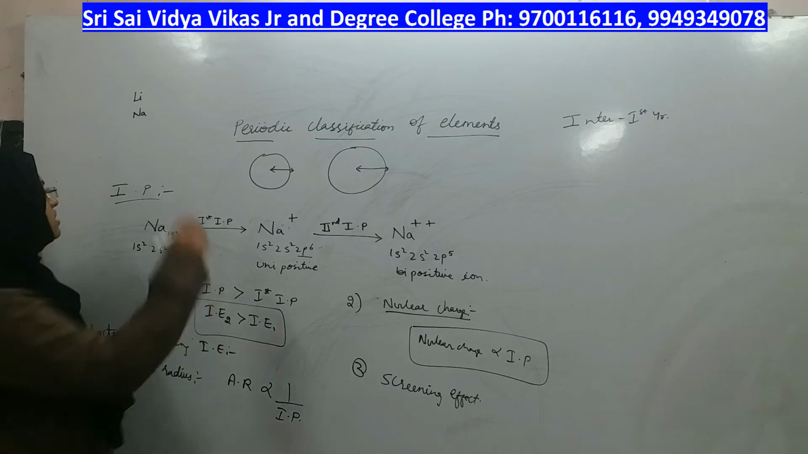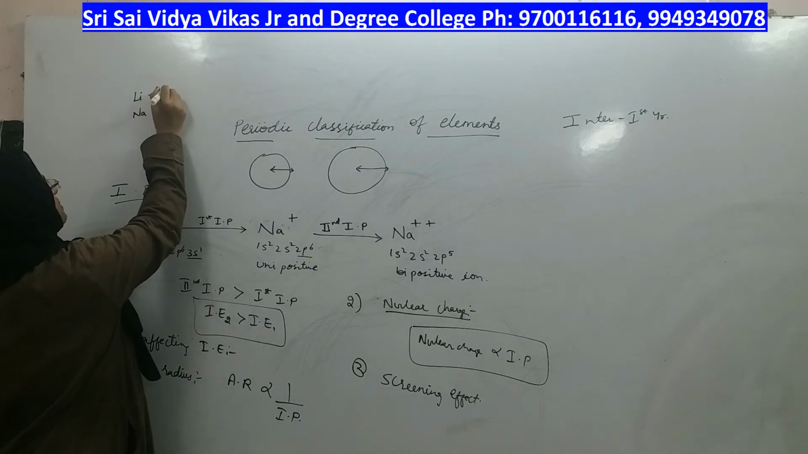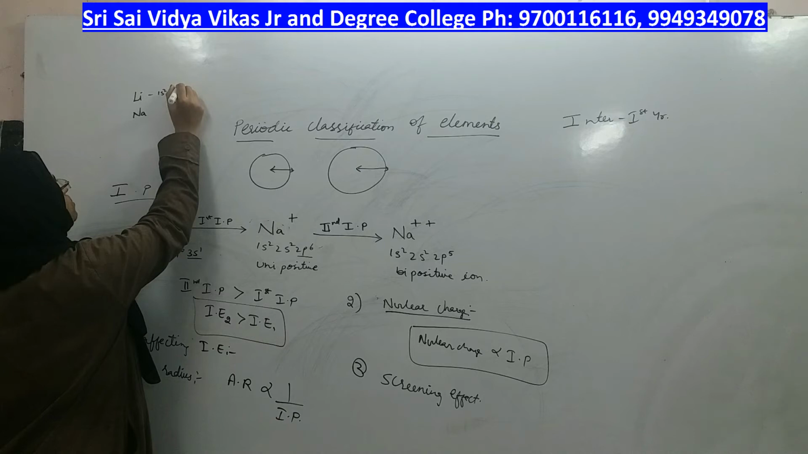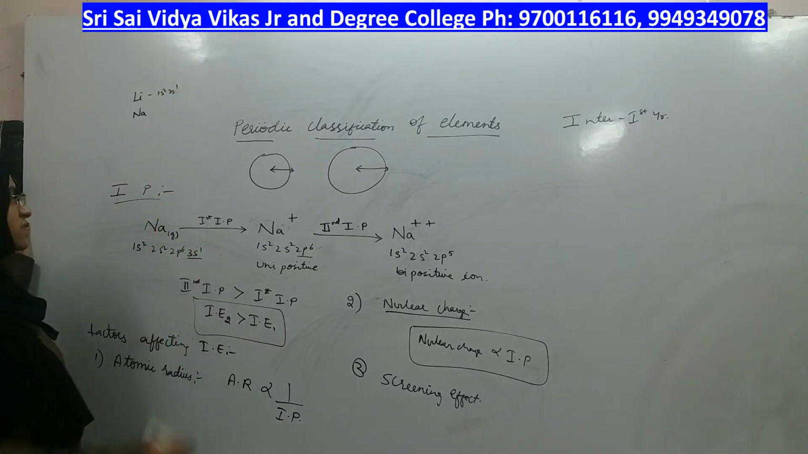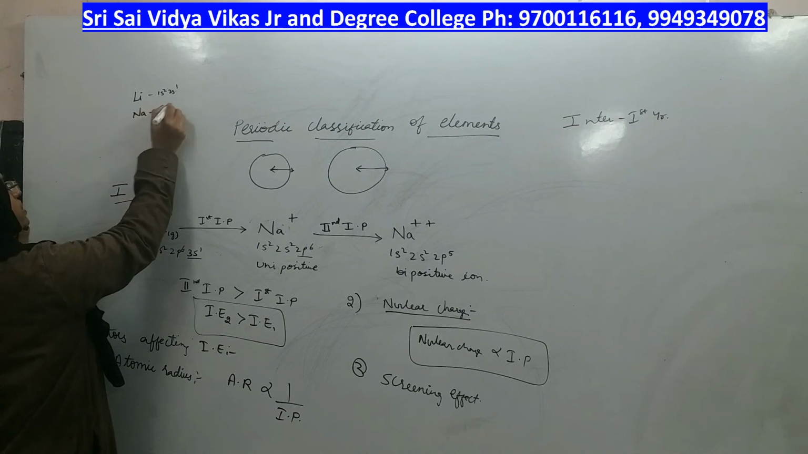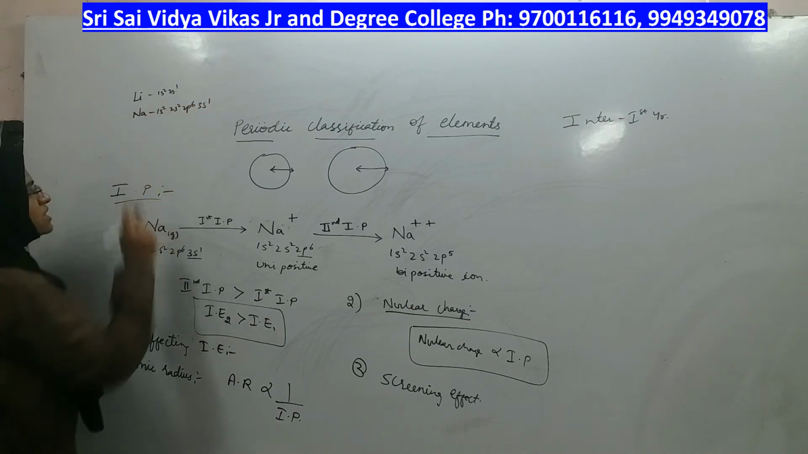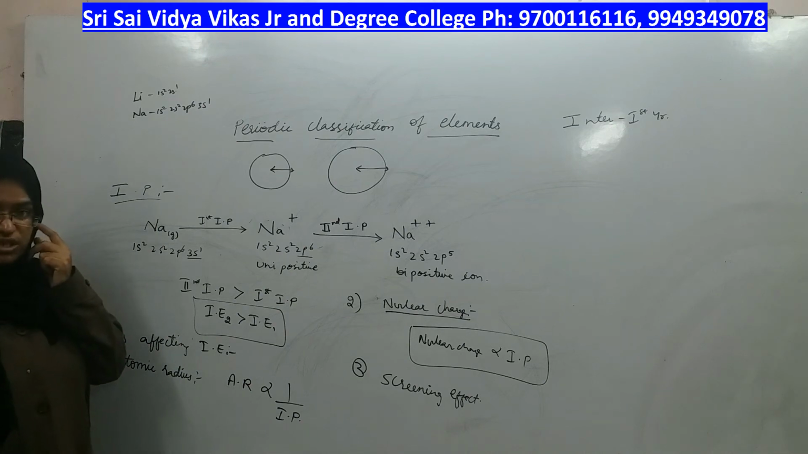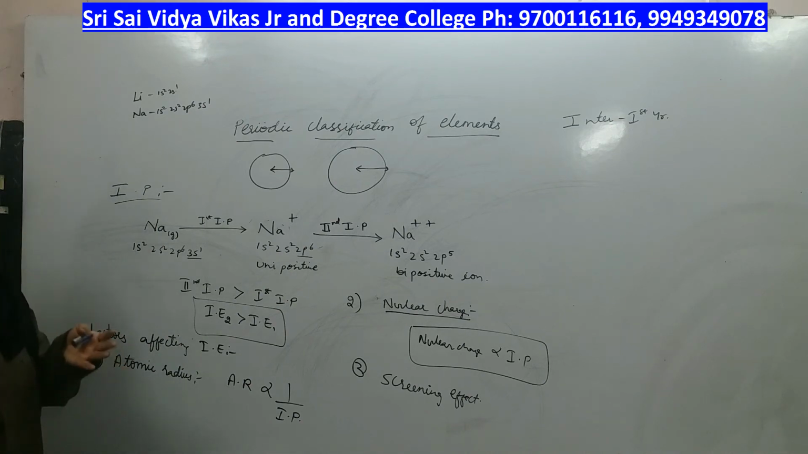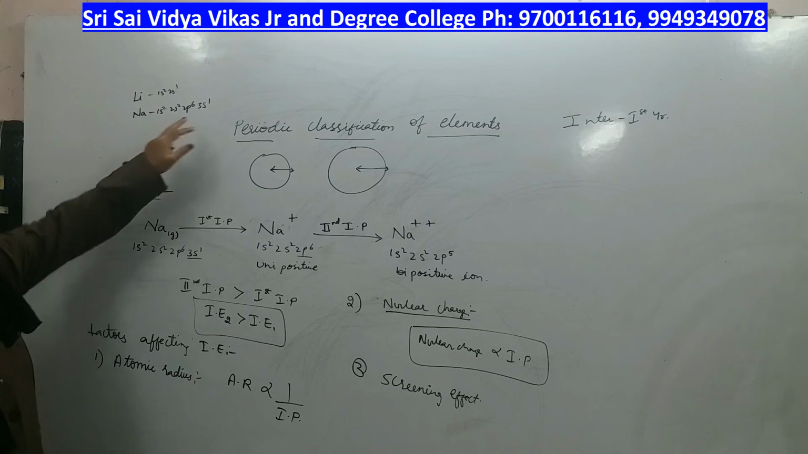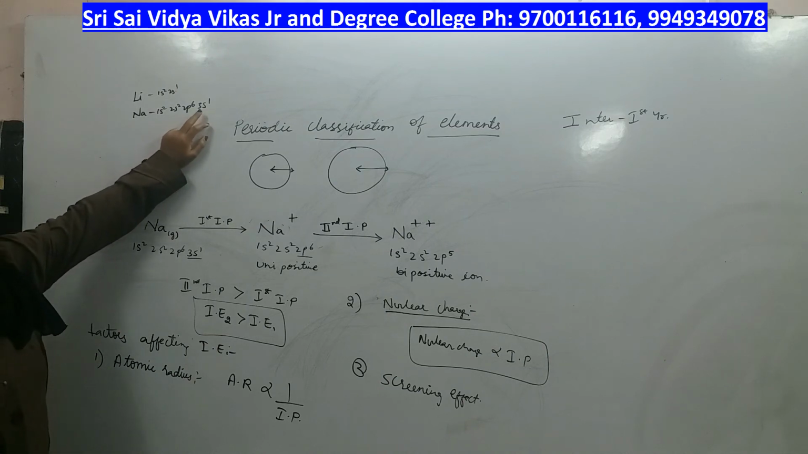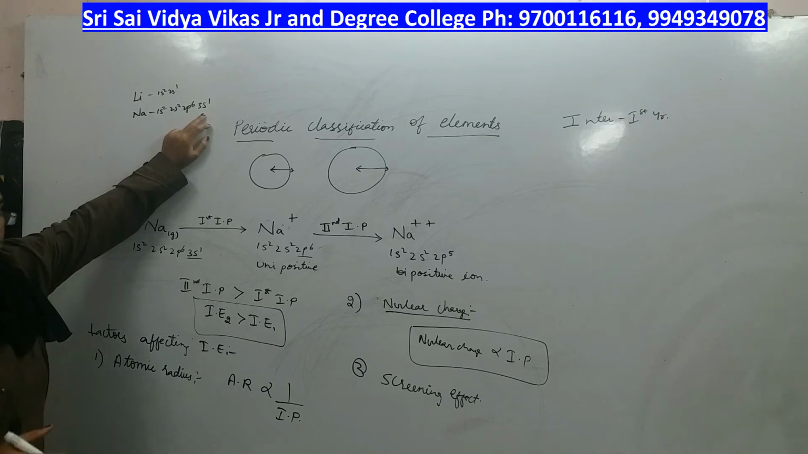Okay, lithium, the electronic configuration is 1s2, 2s1, and sodium is 1s2, 2s2, 2p6 and 3s1. Screening effect means we will not consider the valence electron. What we will consider is the inner core electrons. You leave the valence electron.